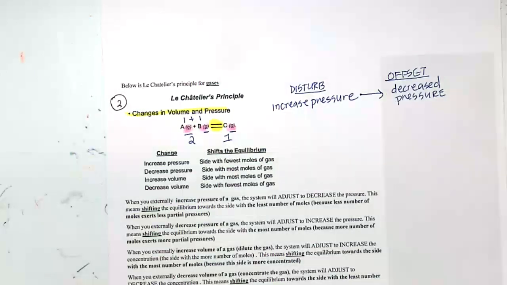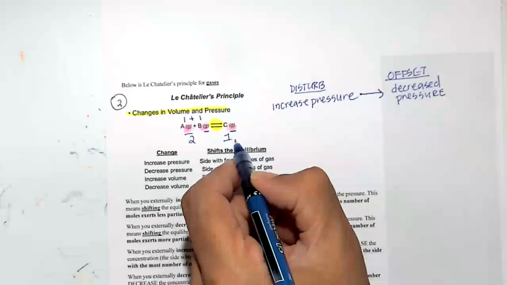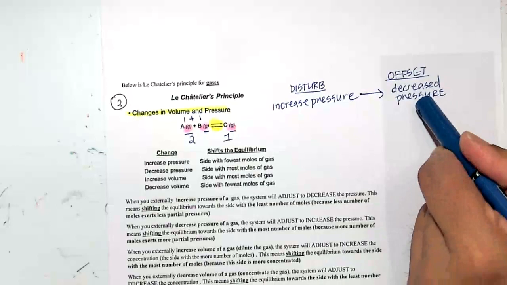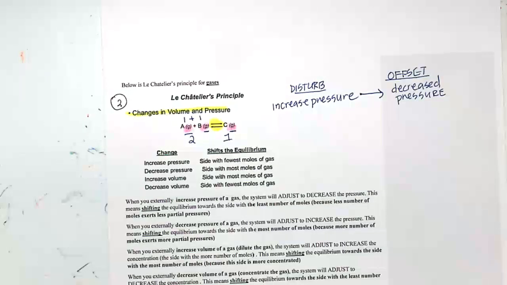Okay, so decreased pressure. Which side has decreased pressure? The one that has 1 mole or the side that has 2 moles? Which has more pressure? Which one has less pressure? Okay, so this will shift to the side that has less number of moles because that is less pressure. 1 molecule has less pressure than 2 molecules.